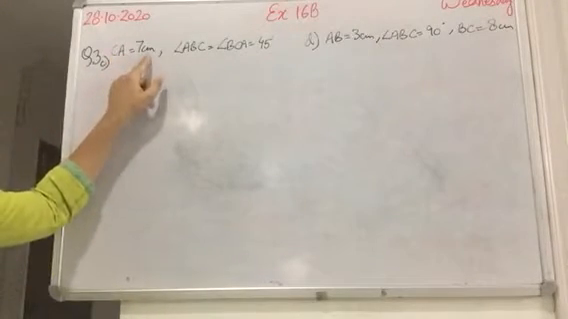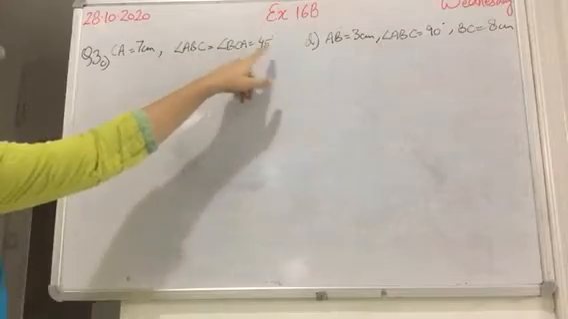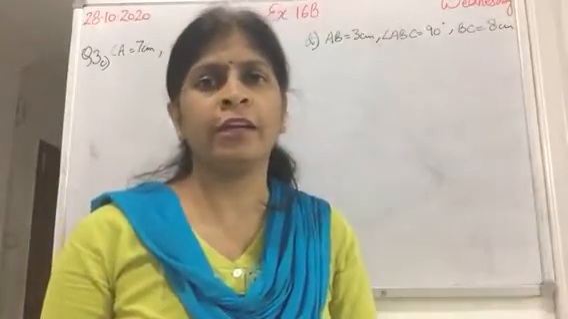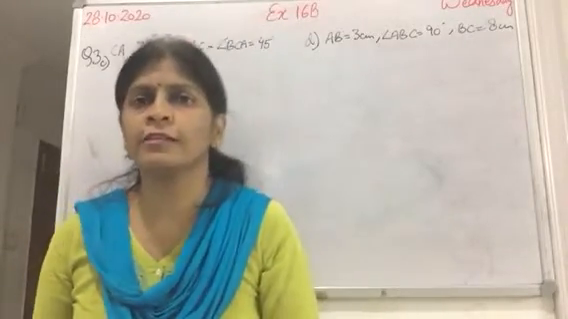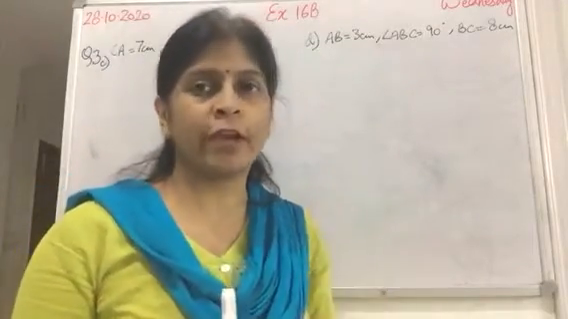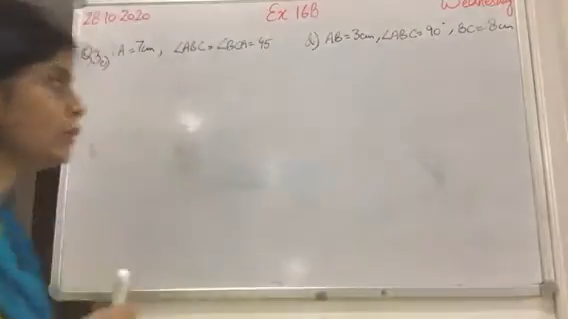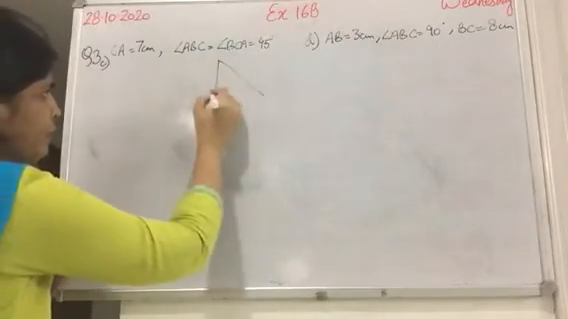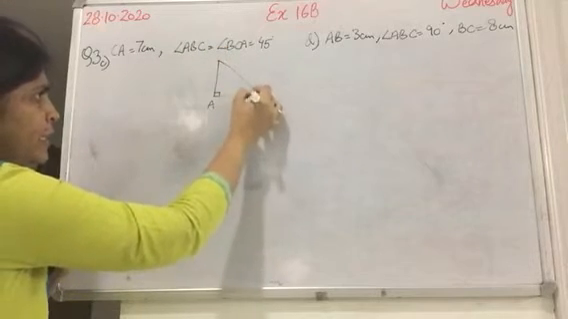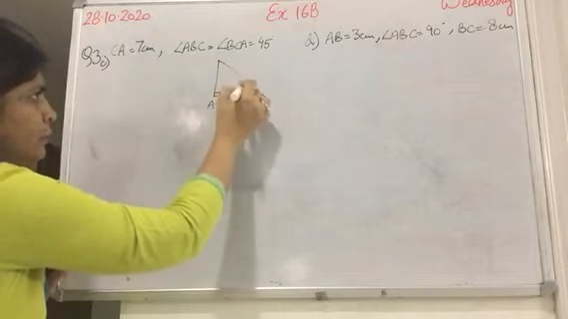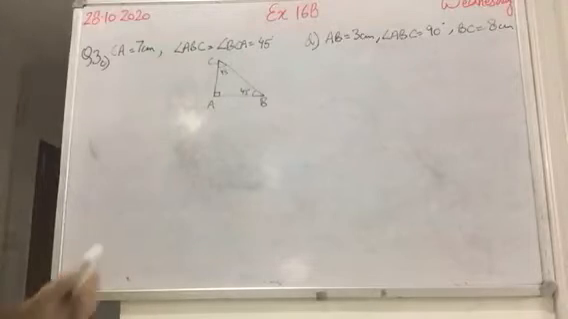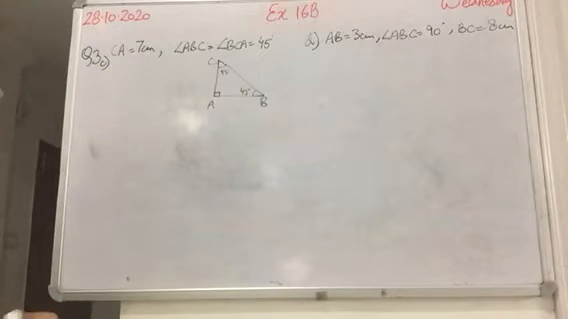Now CA is 7 centimeter, and angle B and angle C are each 45. When we add them together it will be 90. And as you know, the sum of all the angles of a triangle is 180. So two angles add up to 90, so the third angle will also be 90. So this is a right angle triangle. Angle A is 90, B is 45 and C is also 45. Clear? And CA is 7 centimeter.